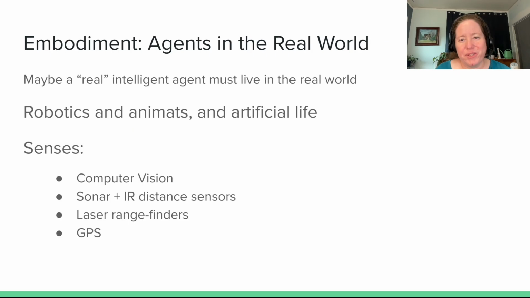All right, this last one is also near and dear to my heart because I work in robotics. I like this first line here. It says, maybe a real intelligent agent must live in the real world. There are those who argue, and I'm not quite sure this is true, but it's an appealing argument, that you cannot have artificial general intelligence unless you have an agent that is embodied, that has a body, a form that exists in the real world and interacts with the real world. Without that, there's a whole category of knowledge that is closed to a virtual agent.